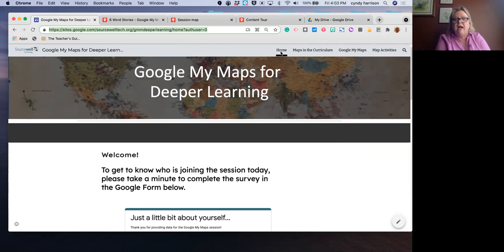I will just briefly, in case you're unfamiliar, point out the tabs located at the top of the page where it says Home in the upper right hand corner: Maps in the curriculum, Google My Maps, and some map activities. A lot of the session, maybe the first 15, 20 minutes, will be more of me talking with a little interaction, but it is a small group.